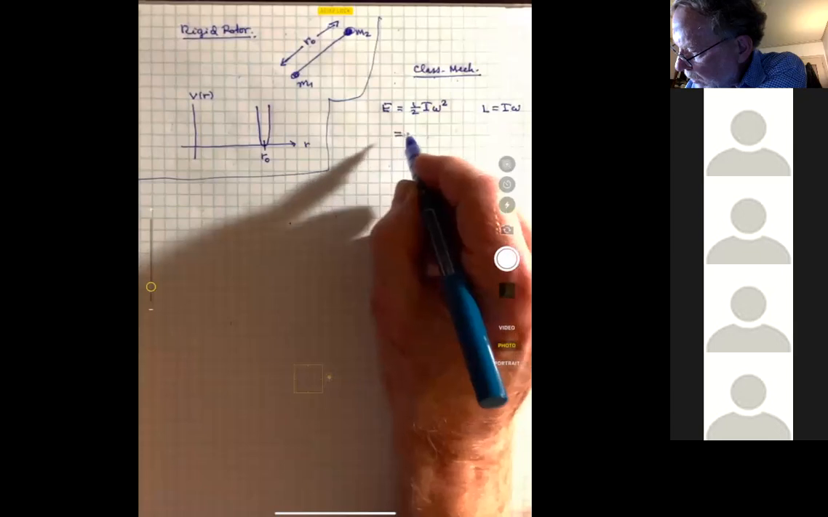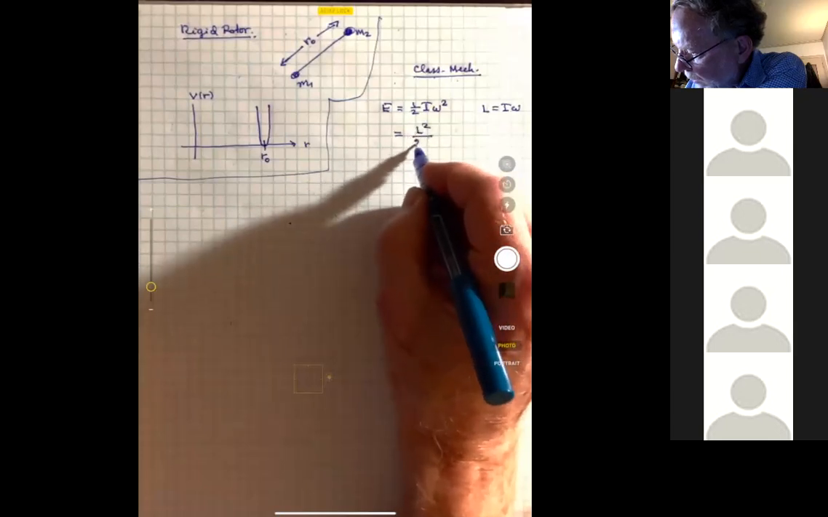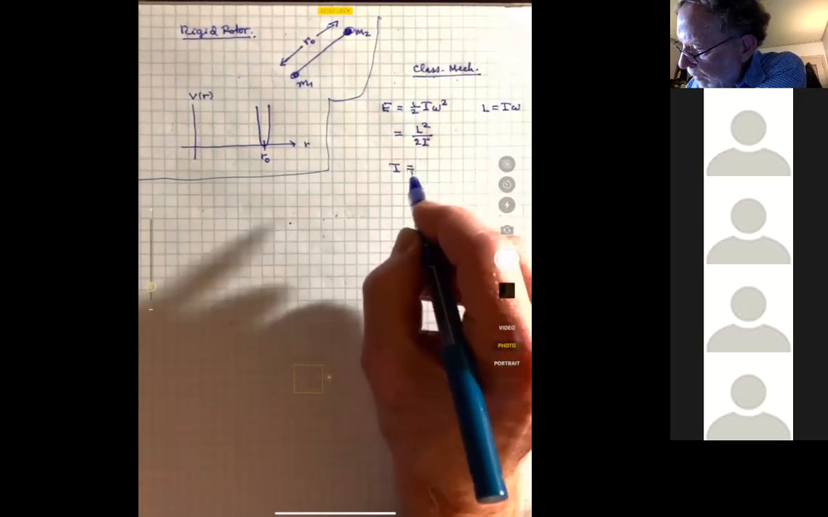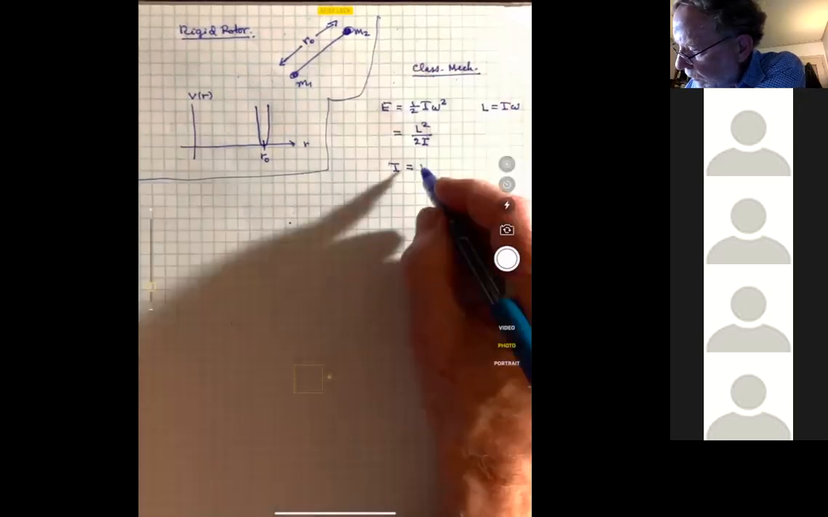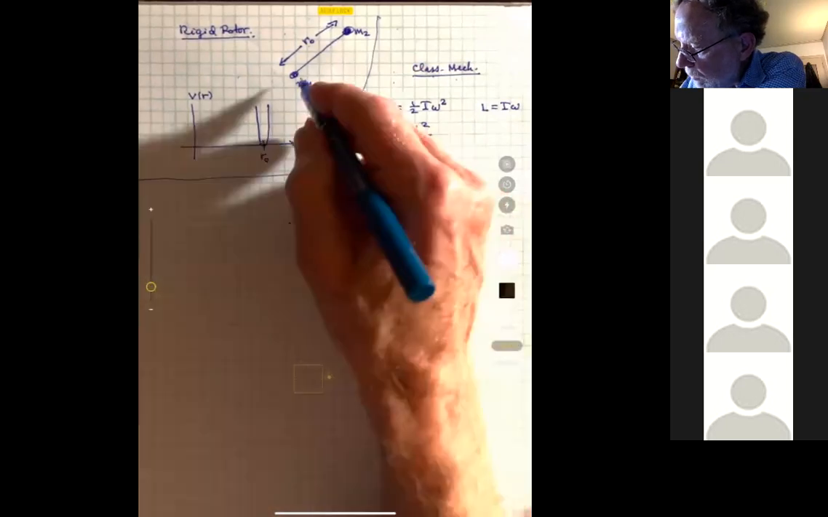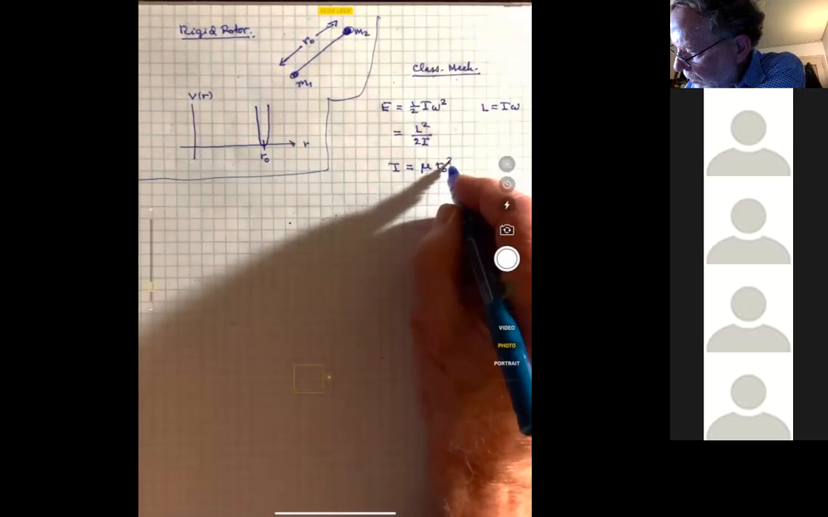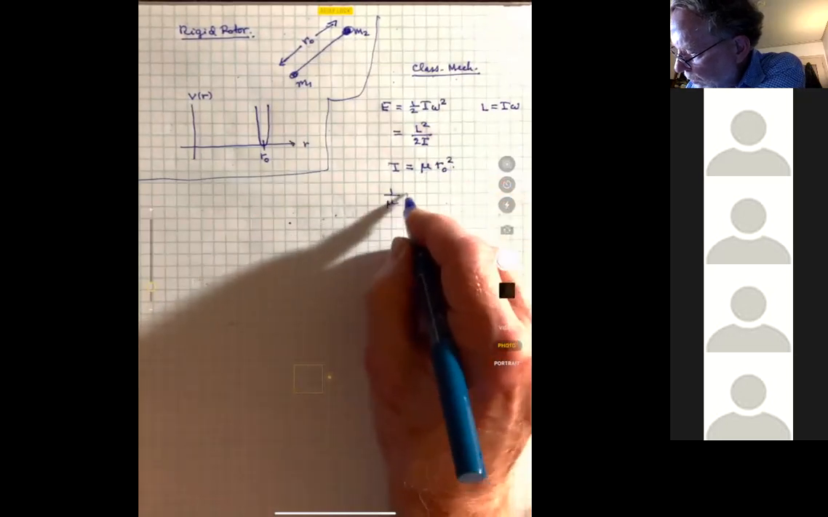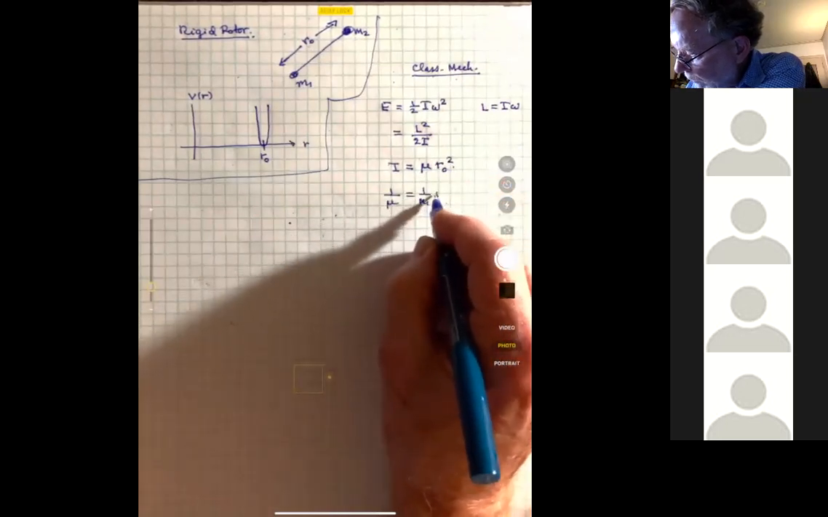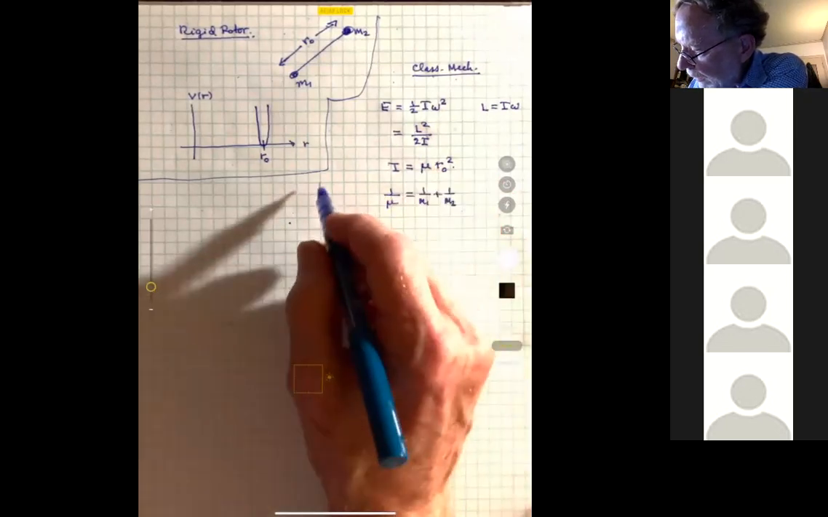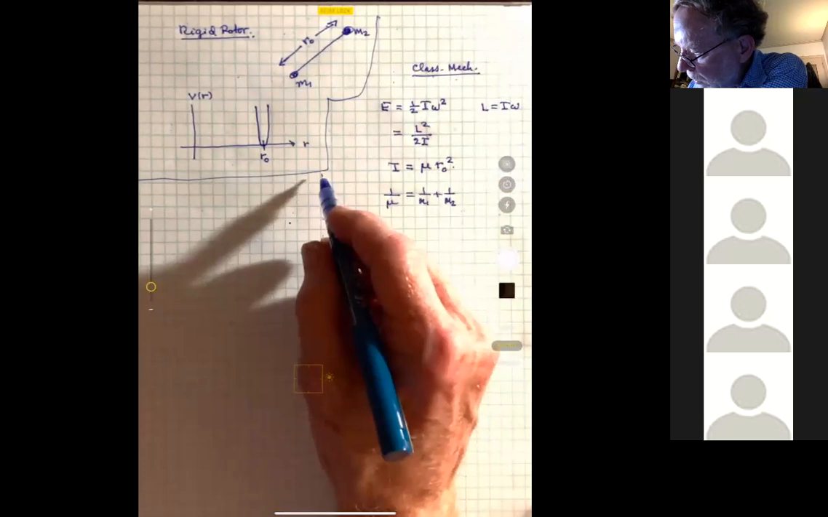So you can write this in terms of the angular momentum as L squared divided by 2I, where I is the moment of inertia. Now, the moment of inertia, in fact, is equal to the reduced mass of these two masses, m1 and m2, multiplied times r0 squared, where 1/mu is equal to 1/m1 plus 1/m2. And I won't derive that because that's all classical mechanics and you can check it for yourselves.